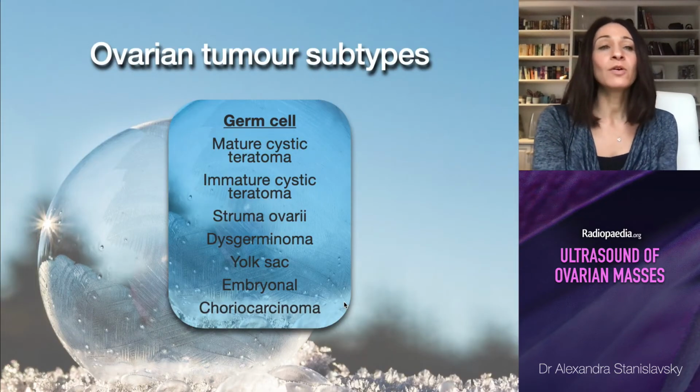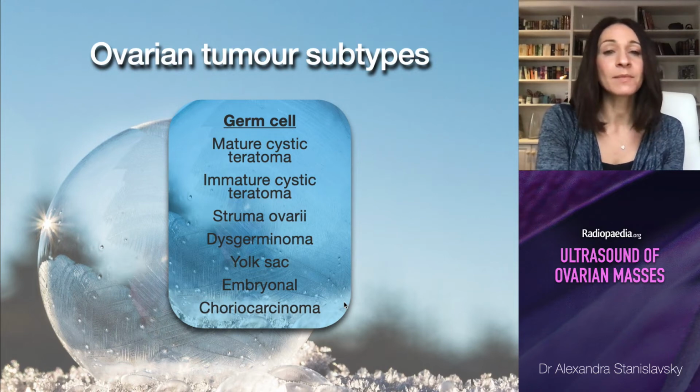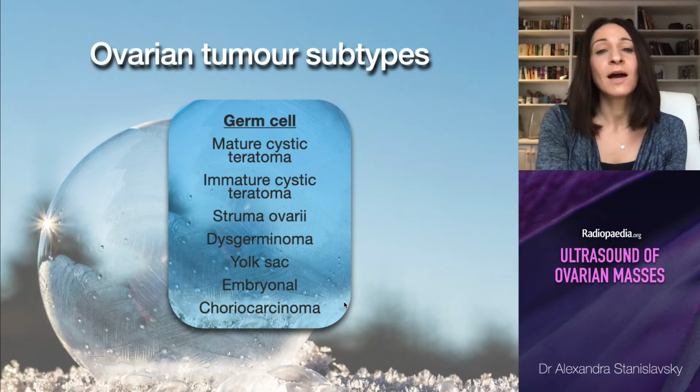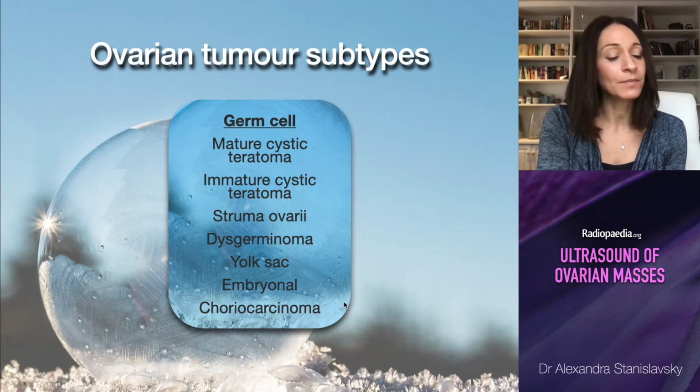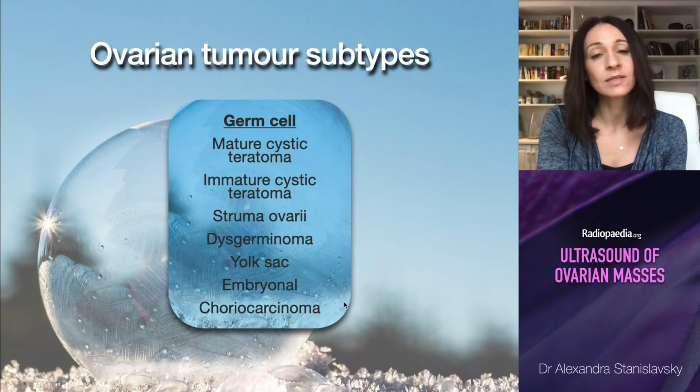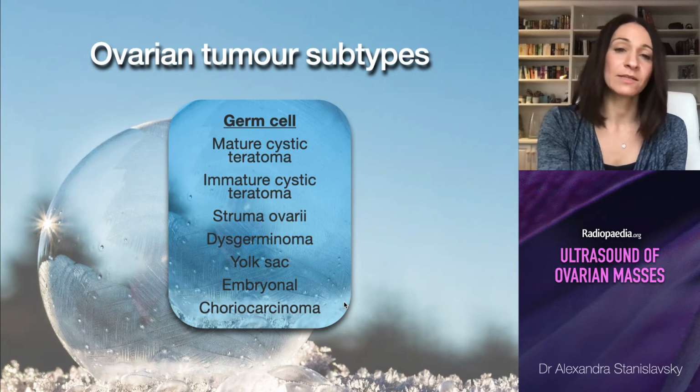All right, moving on. All of those were examples of epithelial type cancers. So we're going to move on to our germ cell tumours. They're a range of tumours, overall approximately 20% of the spread between the different histological types, and predominantly happen in younger patients.